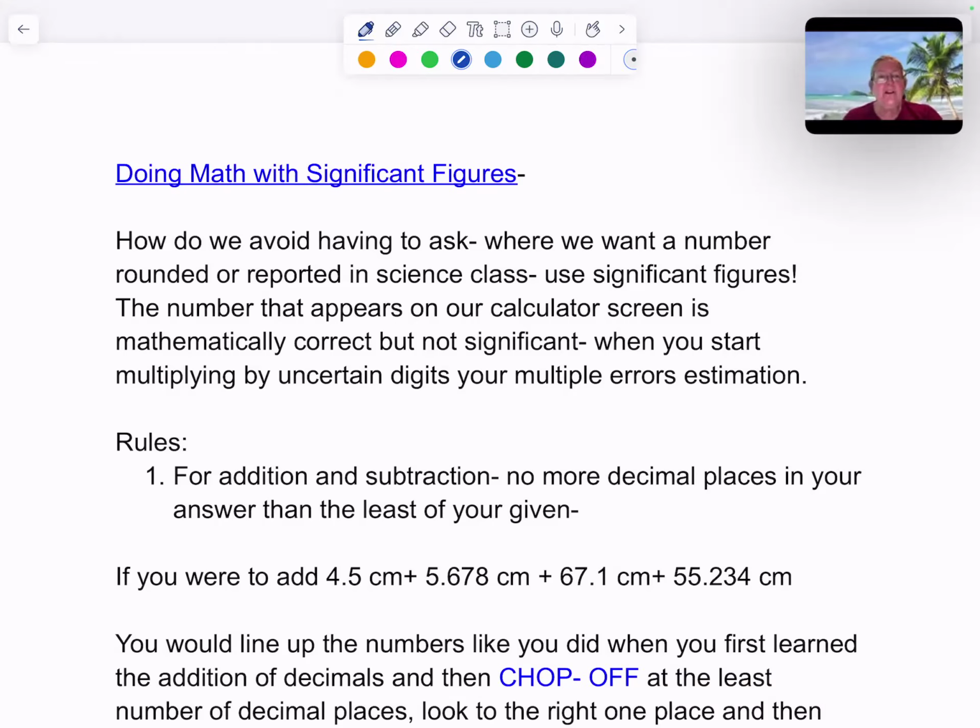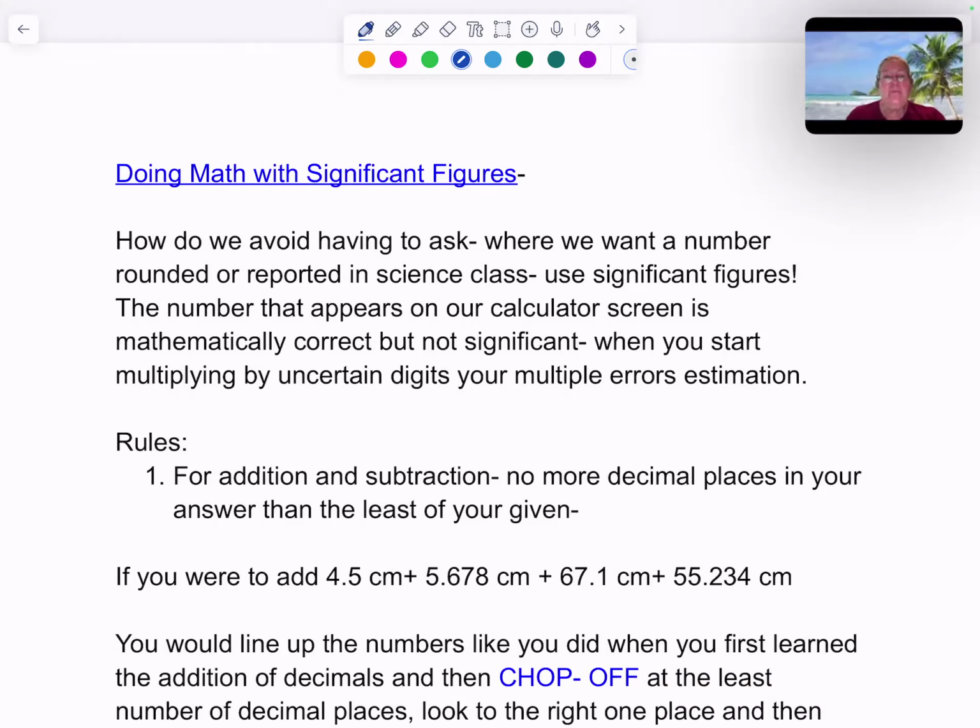Today we're going to talk about doing math with significant figures. This is how we avoid having to ask, where do we want to round the number or report an answer in a science class? You always use significant figures. Anytime you're dealing with math and a measurement, we round the correct number as sig figs. So the number that appears on your calculator screen, yes, it is mathematically correct, but it's not significant.